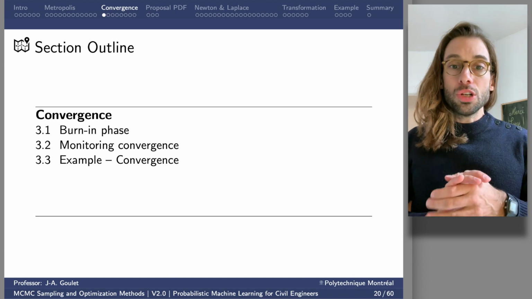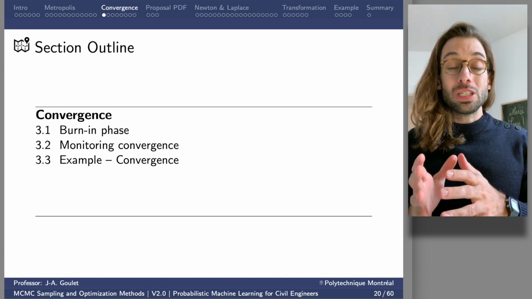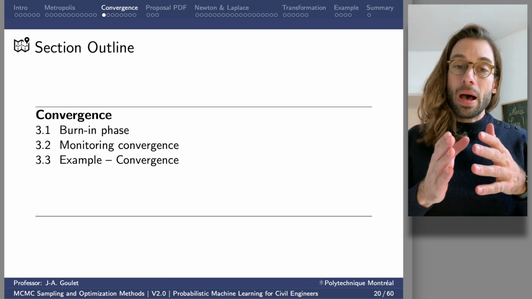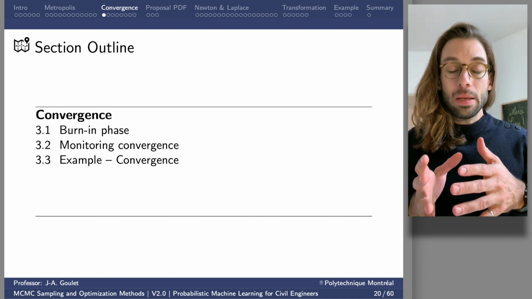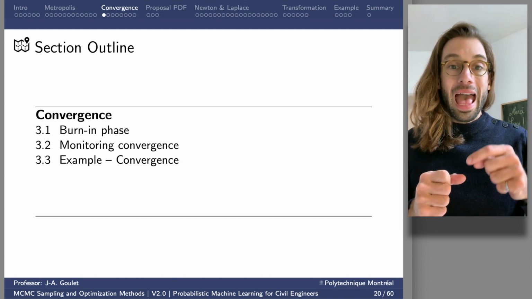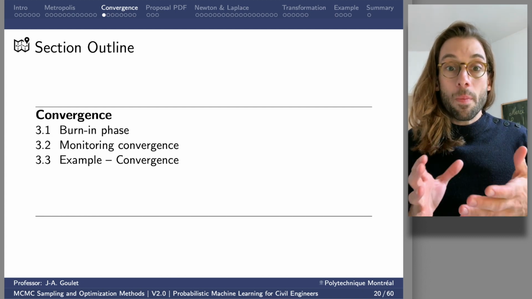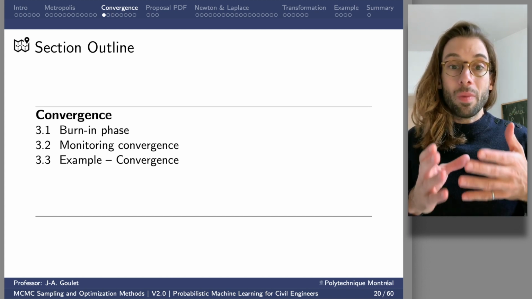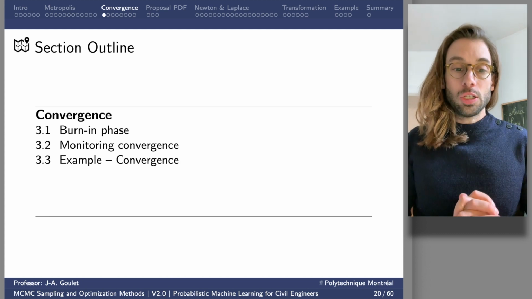So there are some issues that were overlooked so far, notably with respect to convergence. Have I taken enough samples so that the samples I've taken from my MCMC sampling are really stationary samples, that really represent samples for which the density is proportional to my unnormalized posterior?